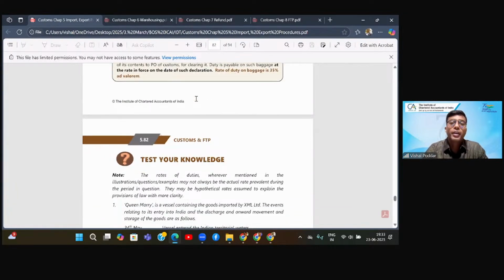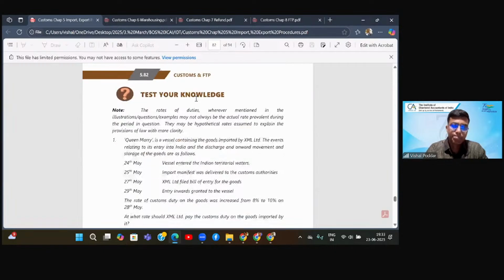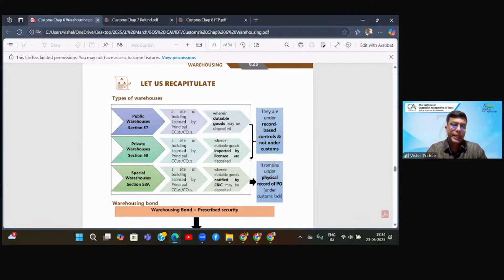Presently, there is a standard rate given for baggage. So whatever you are carrying in baggage, the rate applicable to baggage presently is 35%. Fine. So these are the procedural provisions relating to baggage and the other imports.